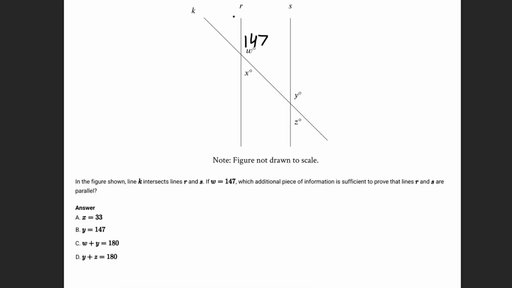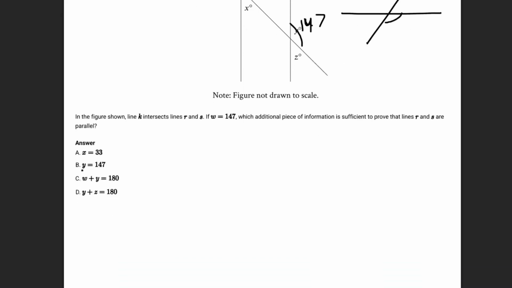So this looks kind of awkward because it's kind of flipped from how you would normally see it. You would normally see something like this. And in this case, W would be right here. This is W. And we know that these two lines would be parallel if this angle was the same as this angle. And in this case, W and Y are these two angles. So if Y is the same as W, Y is also 147, then these two would be parallel. So the answer would be B, which says Y equals 147.